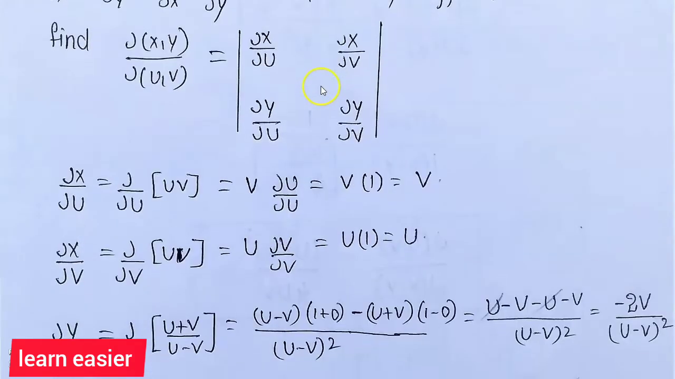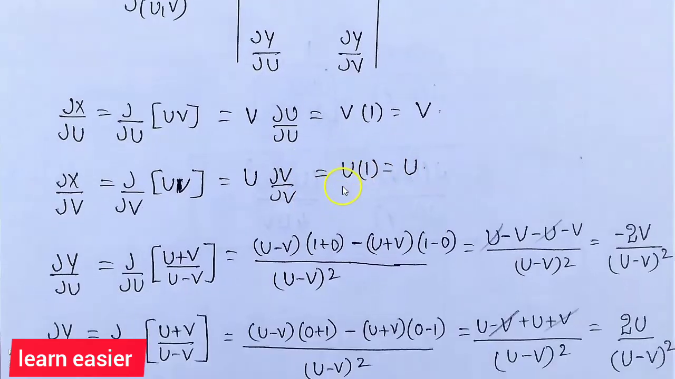First we have to find ∂x/∂u. What is ∂x/∂u? It is the derivative of x with respect to u by taking v as constant. Here we have uv, which is x. Here v is treated as constant, so v is written outside. ∂u/∂u is 1, so v into 1 is v. Next, ∂x/∂v. x is uv. Here we take the derivative with respect to v by taking u as constant, so u is written outside. ∂v/∂v is 1, so u into 1 is u.